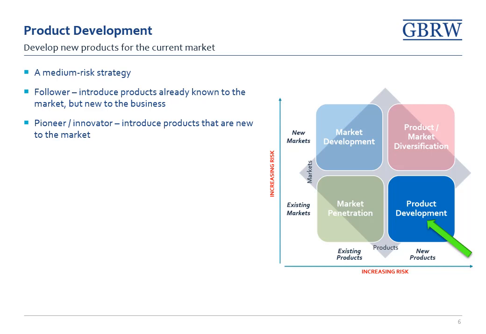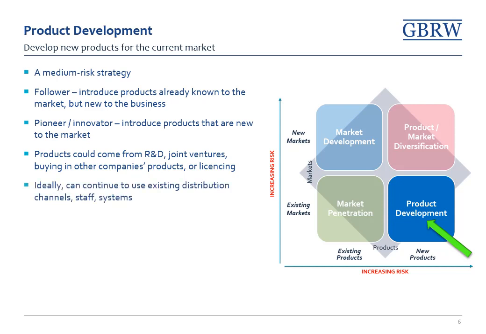The new products could come from your own research and development, but you don't have to originate any new product yourself. You might choose instead to buy in a product from another company, sell under license, or even enter into a joint venture with another organization that already has the product you need for your customers. A product development strategy works particularly well if you can continue to use your existing distribution channels, sales force and back office systems. That means that costs can be kept under control.